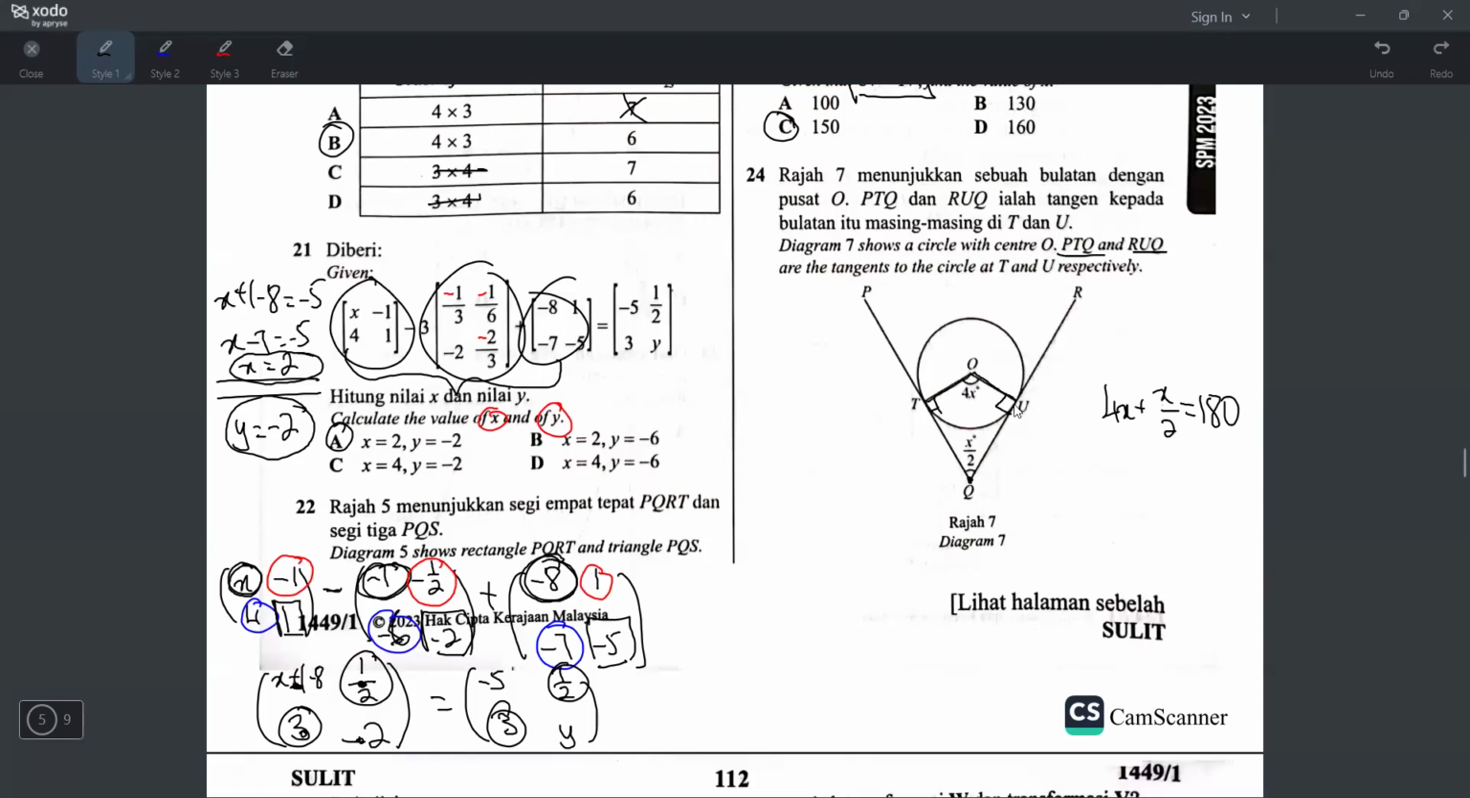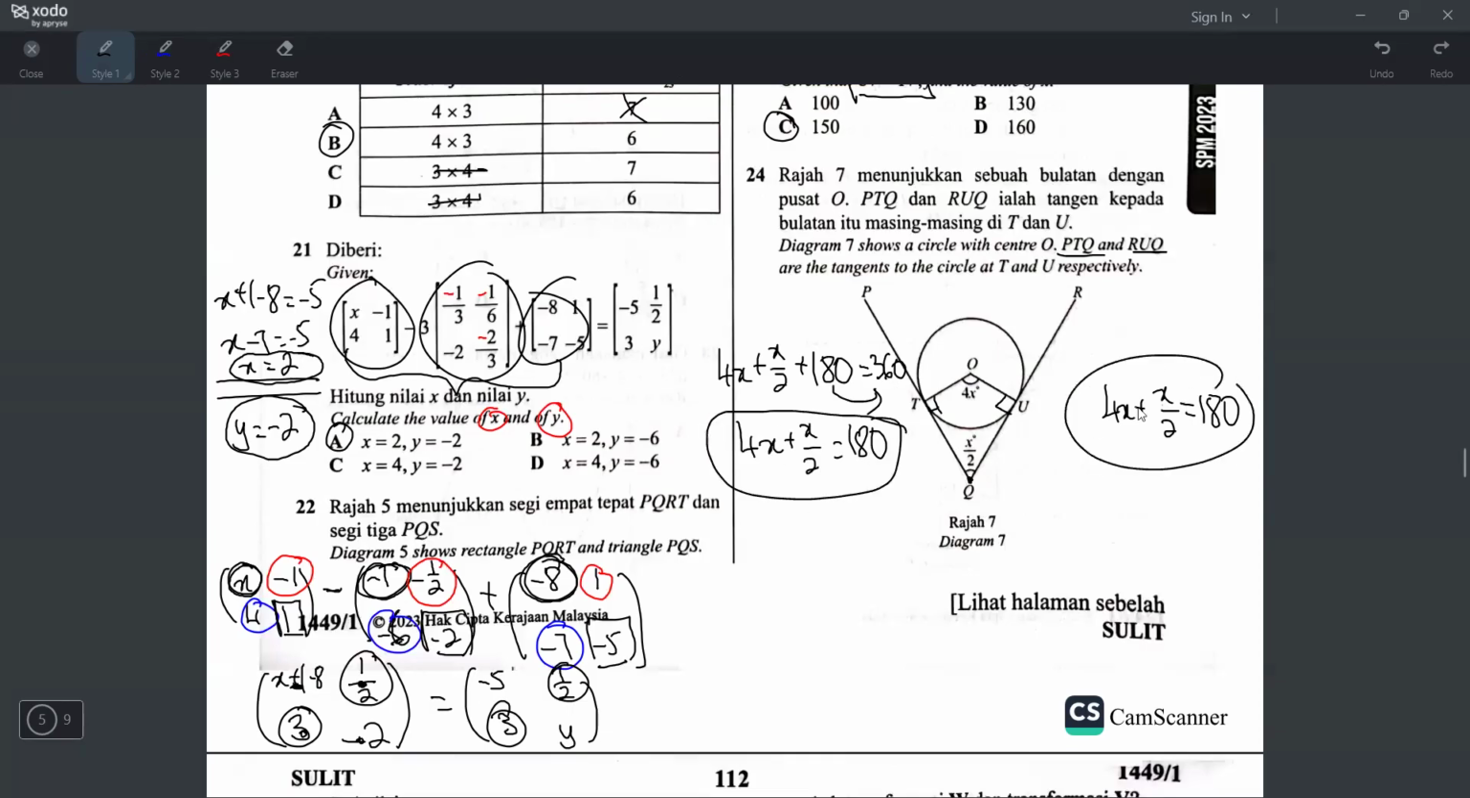Cuba tengok ini. This shape has how many sides? Got 4 sides, right? So what is the jumlah sudut dalam kalau dia ada 4 side? The jumlah sudut dalam will be 360, right? That means 4x tambah x over 2 tambah 90 tambah 90, which is tambah 180 equals 360 lah. So what happens when you pindah this? You get 4x plus x over 2, 360 minus 180 is 180. So did you realize this one and this one is the same? So that's why I said the jumlah here is 180 lah.